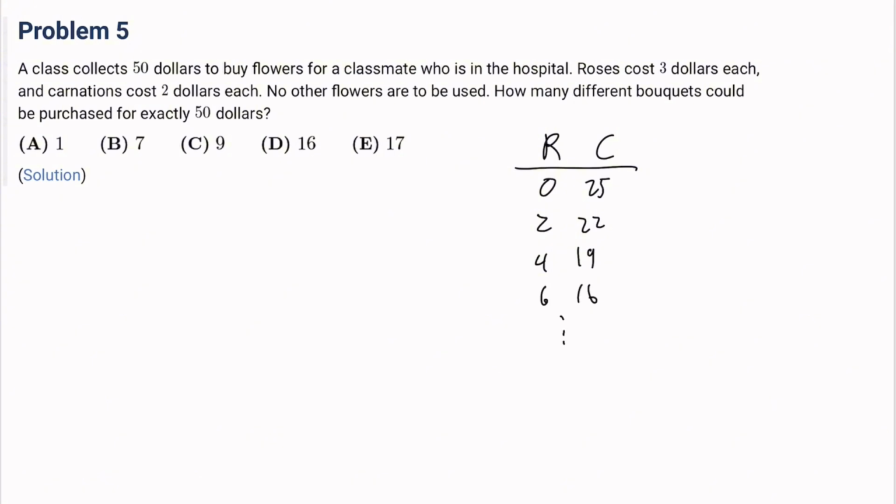All the way up to, then the maximum number of roses would be 16, right? Because that's 48, so we have plus 2 left, which is 1 carnation, right? And so we want to know the number of numbers from 0 to 16, right? So 0 to 4, 6, all the way to 16, so this is from 0, 1, 2, 3, all the way to 8 if you divide by 2. So this is 8 numbers, including 0, that's 9, so it's 9, it's C.